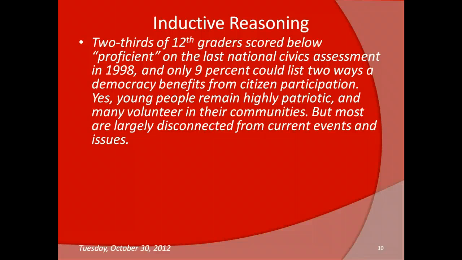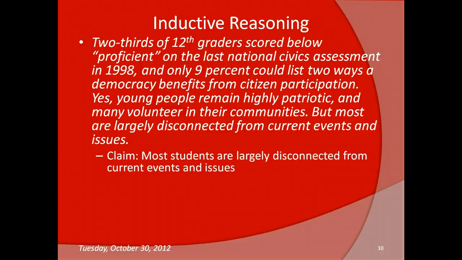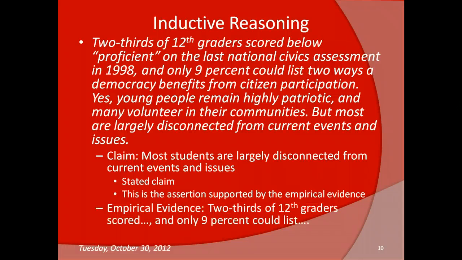Another one from your test. Two-thirds of 12th graders scored below proficient on the last National Civics Assessment in 1998, and only 9% could list 2 ways a democracy benefits from citizen participation. Yes, young people remain highly patriotic, and many volunteer in their communities, but most are largely disconnected from current events and issues. So our claim here is that last sentence: most students are largely disconnected from current events and issues. Our empirical evidence was the two-thirds of 12th graders scored below proficient, and only 9% could list 2 ways a democracy benefits. That is my observed data that supports the claim I make at the end.